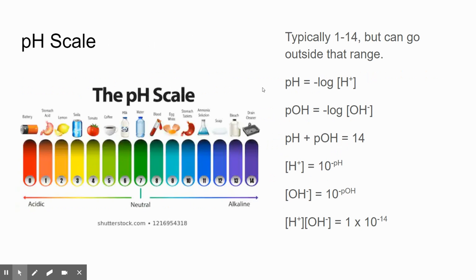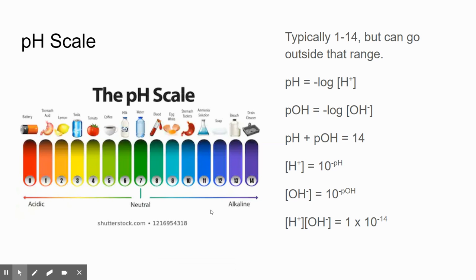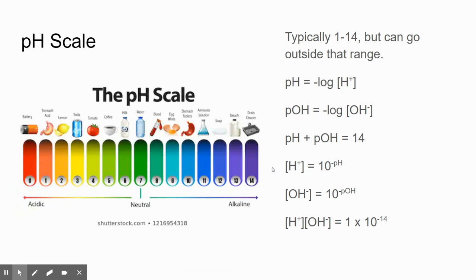So that's kind of where the pH scale comes from. Because 1 times 10 to the negative 14th, the negative log of that is 14. That's where the 0 to 14 comes from. But again, it can kind of lie outside that range. There are times where the pH is higher than 14 or lower than 0. It can happen, just not very often.